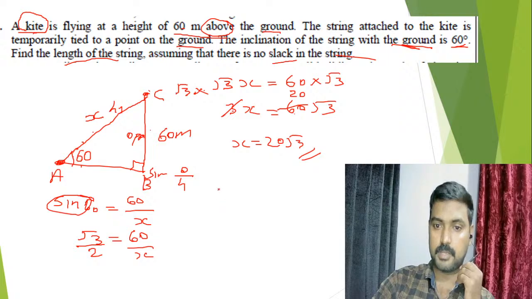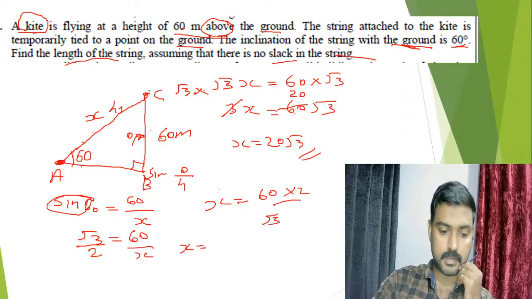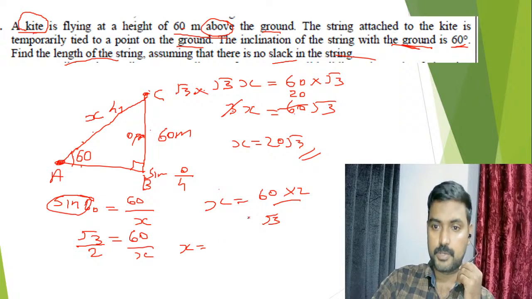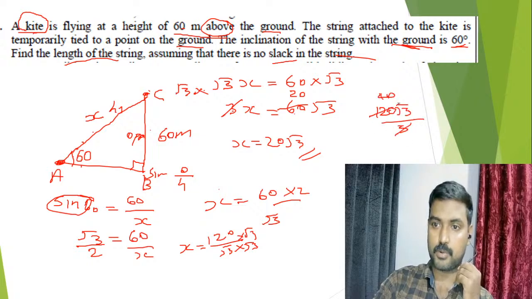You watch it completely. So this x transposes to this side, it will be 60 into 2 divided by root 3. So we get x is equal to 2 into 60, we know that 120. So 120 divided by root 3. And root 3 is again multiplying on both sides. So we will get 120 root 3 divided by 3. So these two cancel. 40 root 3 is the correct answer.